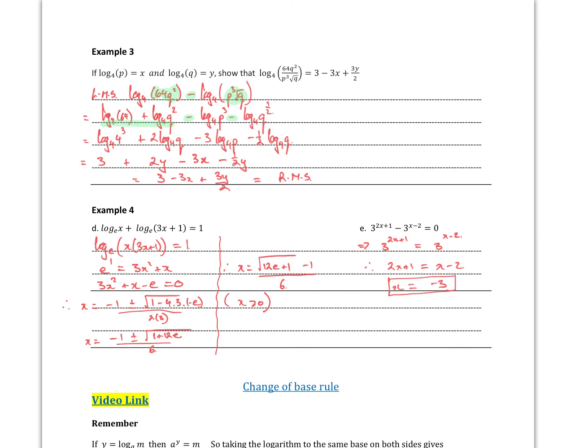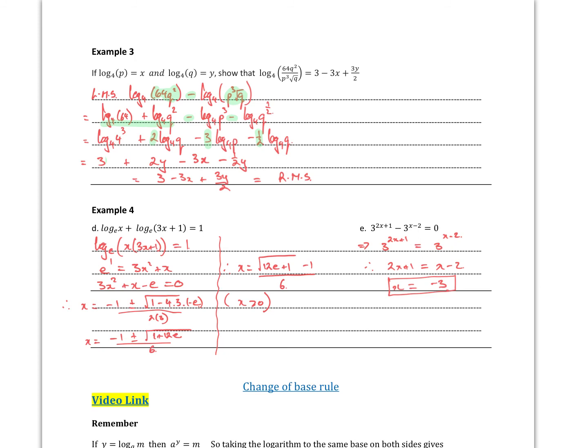So 64 is 4 to the 3. For q squared, the 2 can come out the front. For p cubed, the 3 can come out the front. And q to the half can come out the front. So now, log base 4 of 4, the 3 comes out the front, leaves me with a total of 3.